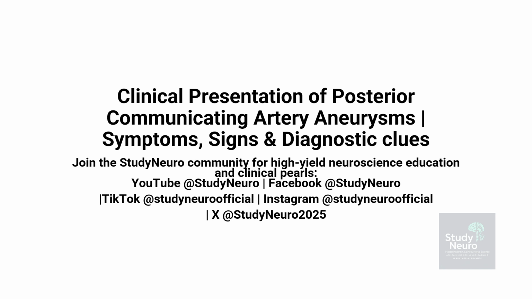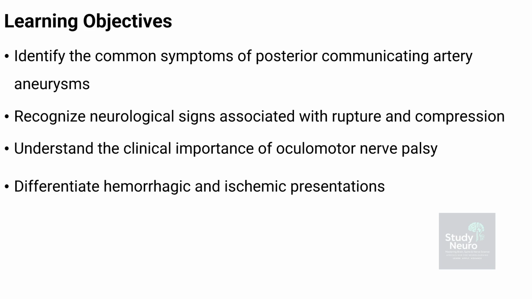We will examine the common symptoms patients present with next to the neurological findings associated with aneurysm rupture and local compression, while also discussing the clinical significance of oculomotor nerve palsy and the key differences between hemorrhagic and ischemic presentations, because these patterns often guide urgent diagnosis and early management decisions in neurosurgical and emergency settings.